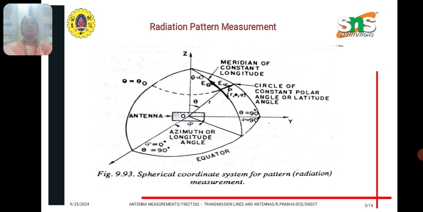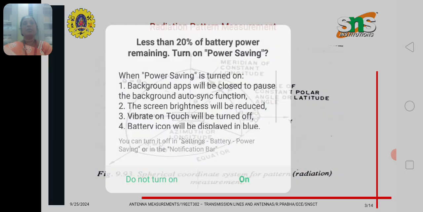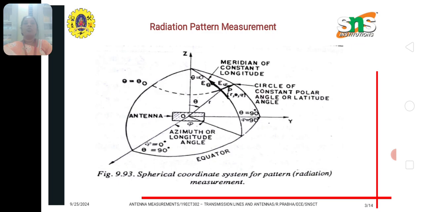And for radiation pattern measurement, for drawing the radiation pattern, we always keep the antenna in a spherical coordinate system. In a spherical coordinate system, the center of the antenna is kept at the origin, and we have x, y, z coordinates. We have three parameters in a spherical coordinate: radius r, the radius of the sphere, theta is the elevation angle, and phi is the azimuth angle. This is the picture of the graphical representation of the spherical coordinate system.